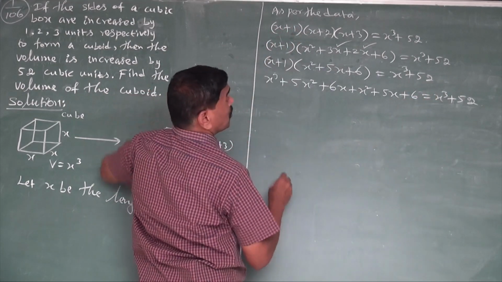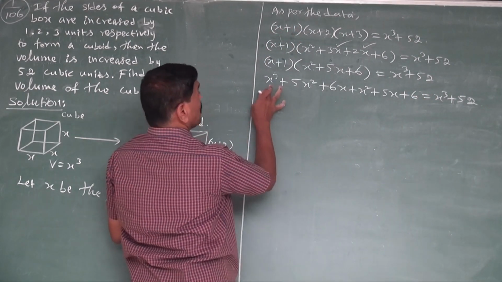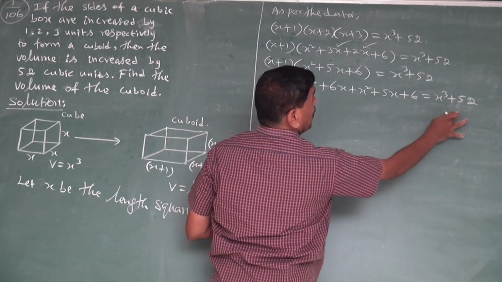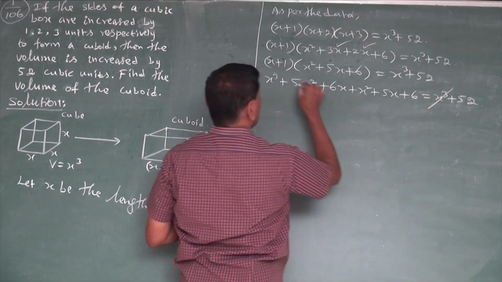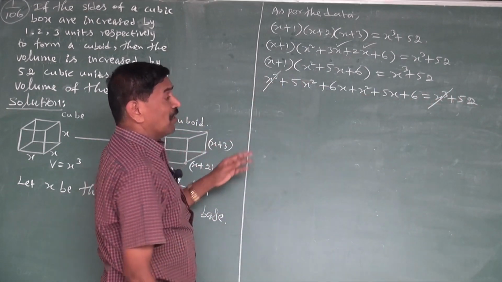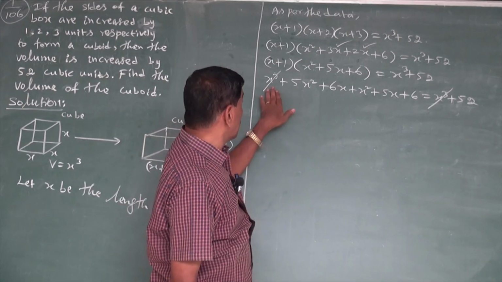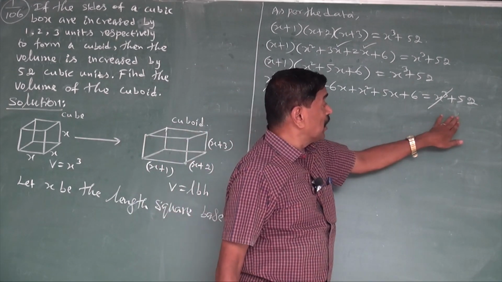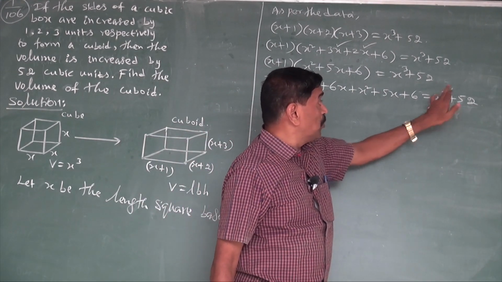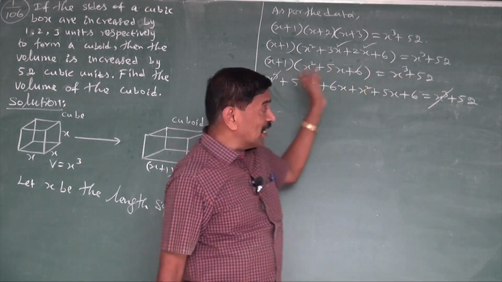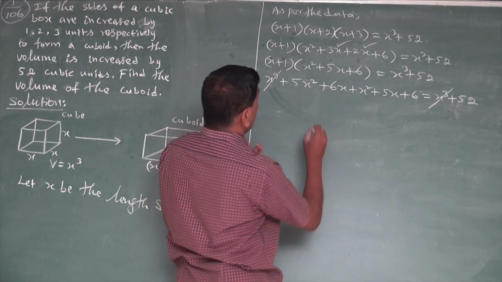Now identify the like terms. Here plus x cube going to the right becomes minus x cube, so minus x cube and plus x cube cancel. For our knowledge we can cancel directly. That is the technique: x cube goes to the right and becomes negative, so minus x cube plus x cube cancel.